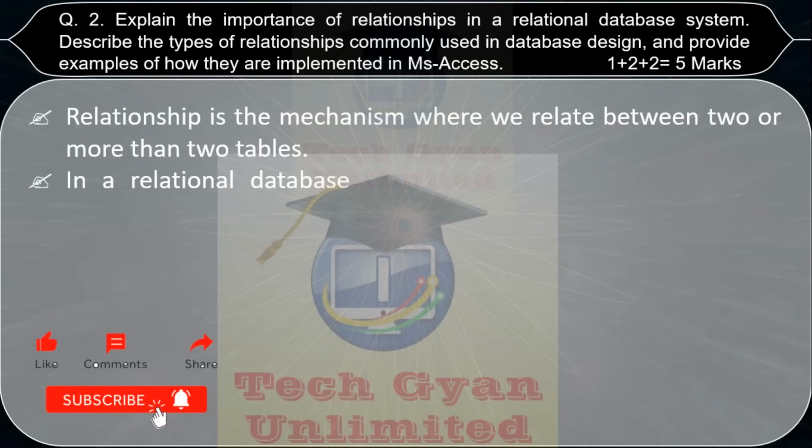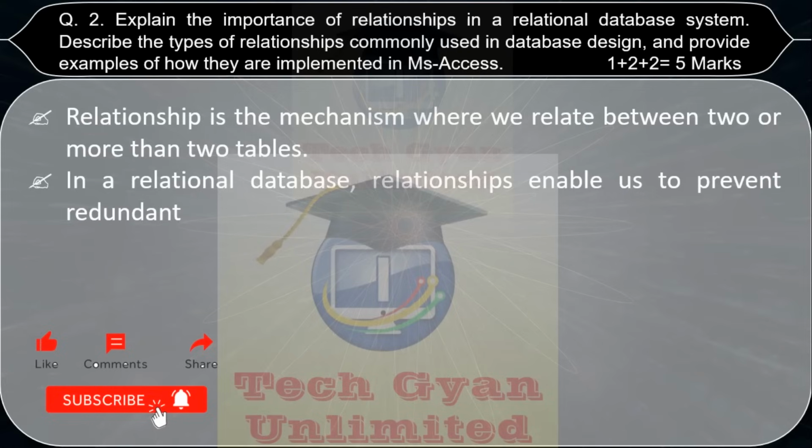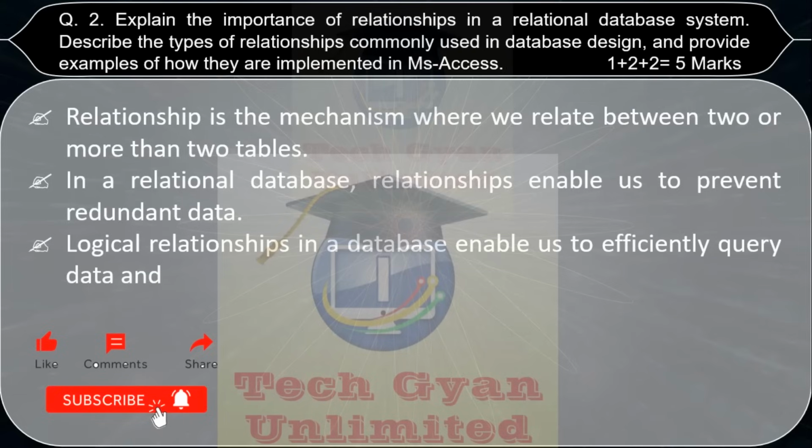In the first section, let's discuss the importance of relationship in relational database system. Even if the question is asked only for the importance of relationship, we need to give a definition in few words. Relationship is a mechanism where we relate between two or more than two tables. And the most important point is to write its importance, which is discussed below.